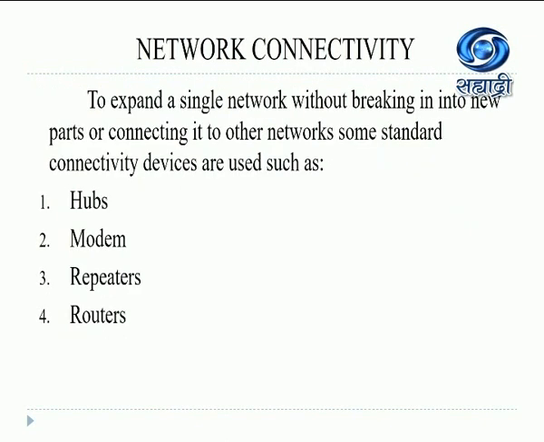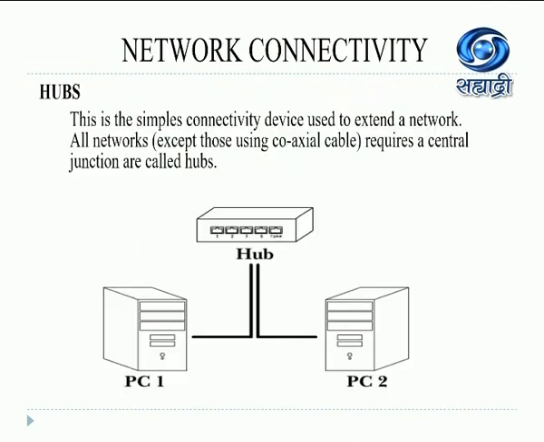Now we'll go for the networking connectivity. To expand a single network without breaking it into new parts or connecting it to other networks, some standard connectivity devices are used, which are: first is hub, second one is modems, third one is the repeaters, and fourth one is the routers respectively. So let's study these 4 one by one. First one is the hub.